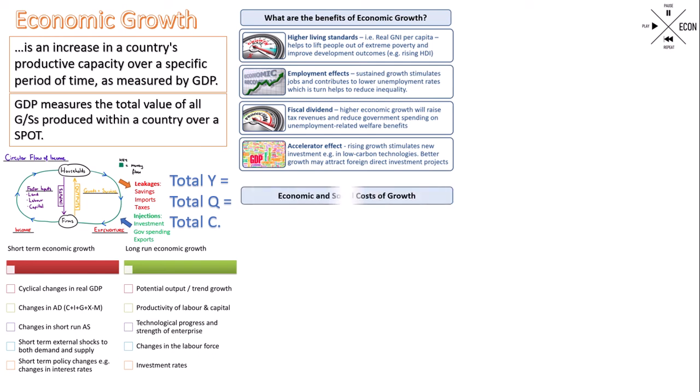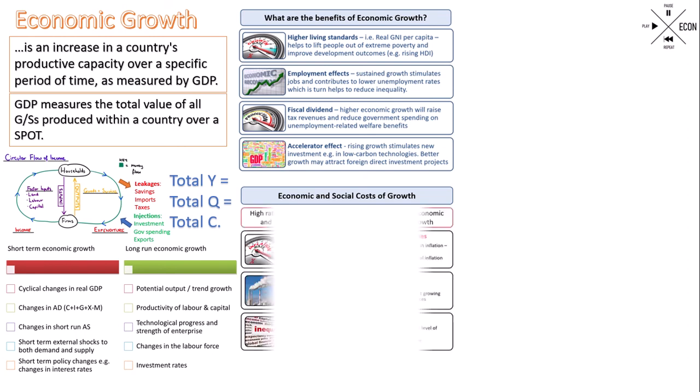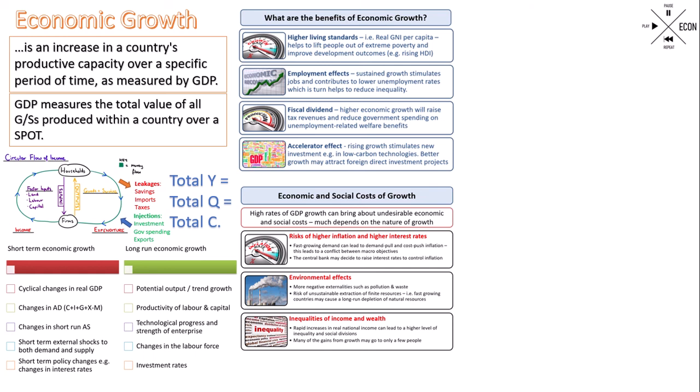So now see if you can identify a few costs associated with growth. So hopefully you've got these three big ones. If the growth is demand side, there's a higher risk of inflation. There are also environmental effects with pollution, waste and using up non-renewable resources, and also inequalities can come about from rapid growth.